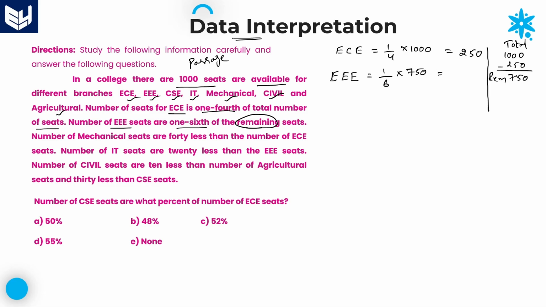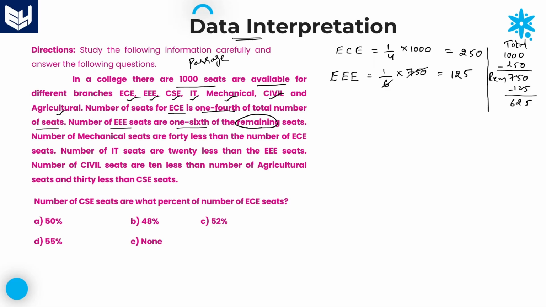So you need to take 750 seats at this position. Now you just cancel with the 6 table. 6 1s are 6, 6 2s are 12, 3 is left over. 30 means 6 5s are 30, so 125. Now 125 is completed for EEE. What is the remaining value left over? 625. The number of seats available is 625 after completing ECE and EEE.